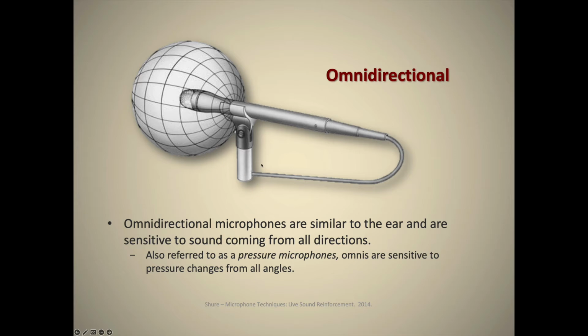Of course, omnidirectional is the most basic type of microphone. We refer to these as pressure microphones. They're typically created by sealing the capsule from behind, so it's only open in one direction. Therefore, sound can both come from the front or come from the rear and diffract around the microphone. And the microphone is sensitive in all directions.